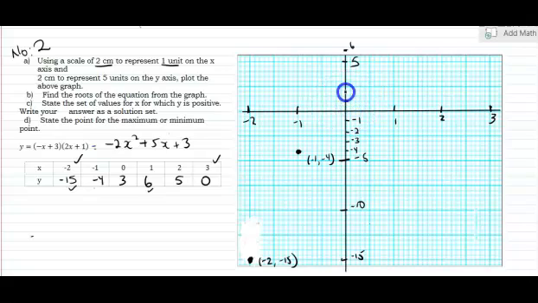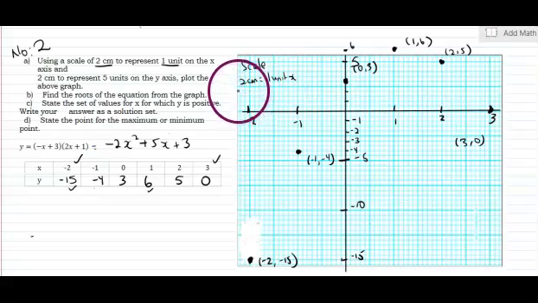Minus 3 will be here. Will be there. 0, 3. 1, 6 will be, as I told you, above here. 2, 5. And 3, 0 here. Alright. Now, of course, you're writing your scale. Scale is 2 cm for 1 unit on X and 2 cm for 5 units on Y, right? You make sure and write that in. Now let's fill in the graph.